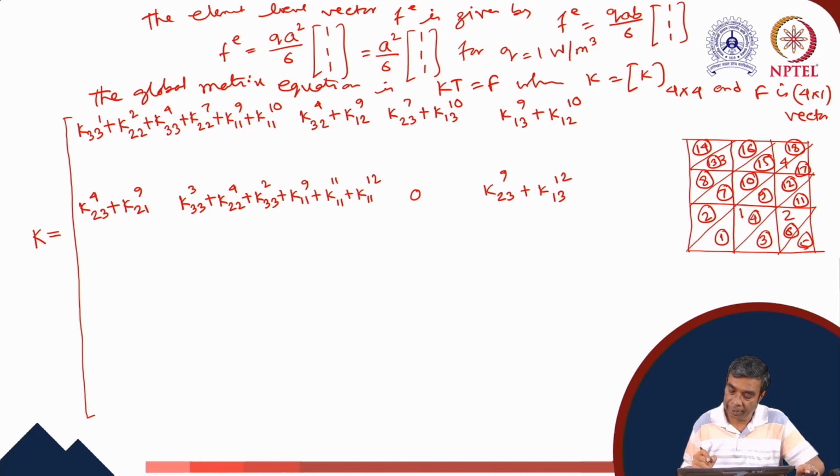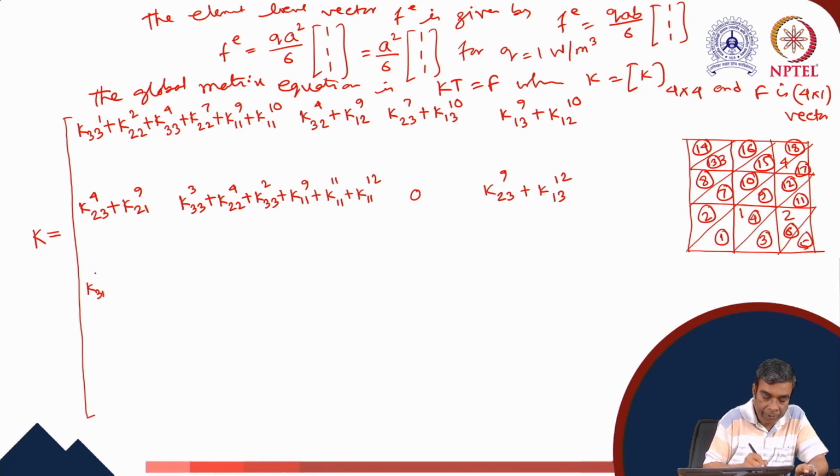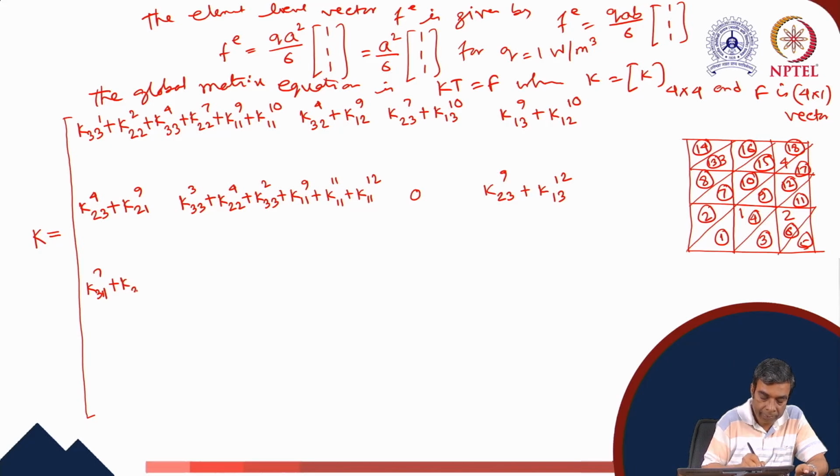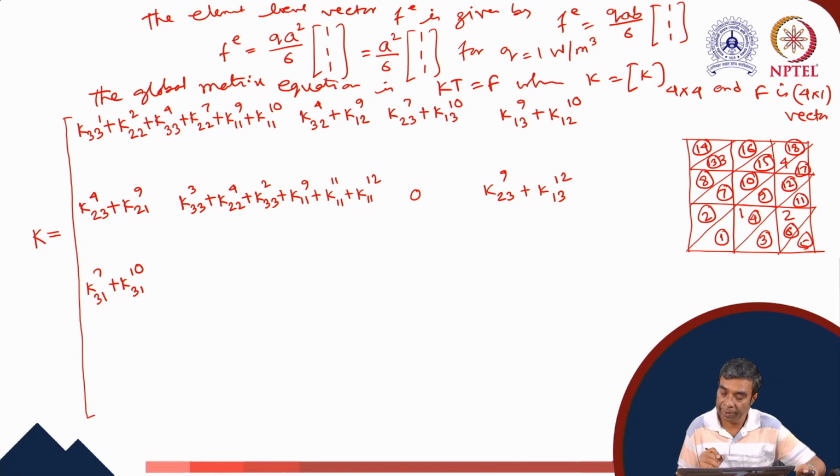Next we go to the third row, K31. This is K317 plus K3110. Then we have K32. Again 3 and 2 do not belong to the same element, and because of that K32 must be 0.